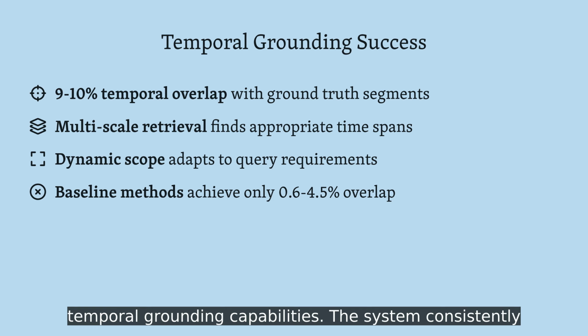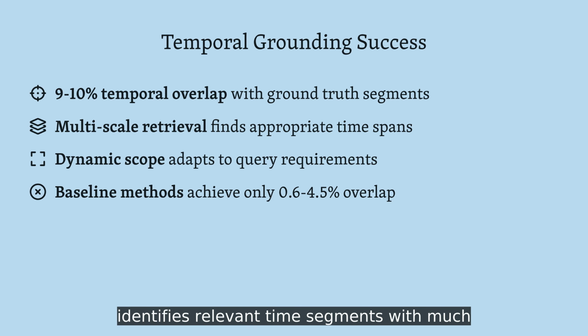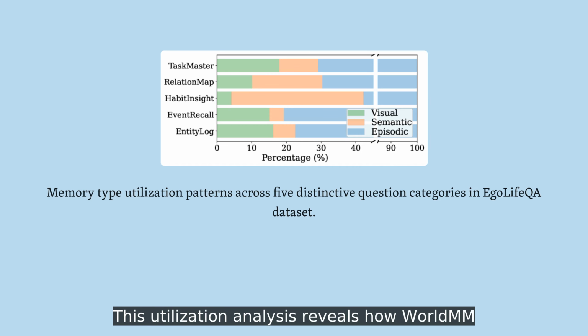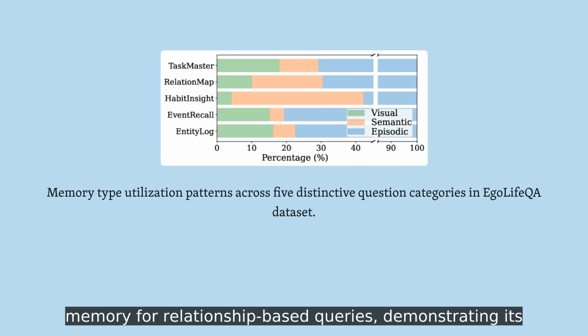The system consistently identifies relevant time segments with much higher precision than existing methods, validating its dynamic temporal scope approach. This utilization analysis reveals how WorldMM intelligently selects different memory types based on question characteristics. The system shows clear preferences for visual memory when dealing with perceptual questions, and semantic memory for relationship-based queries, demonstrating its adaptive intelligence.